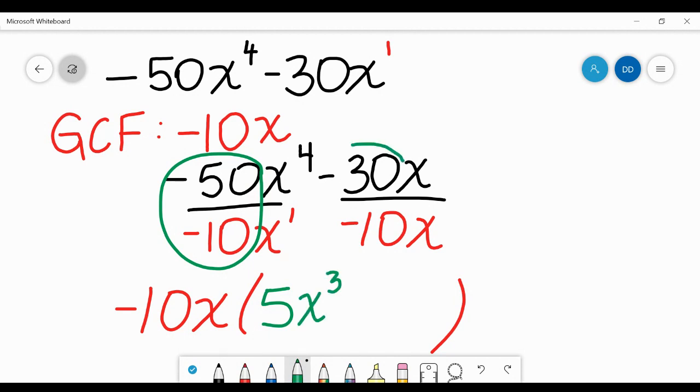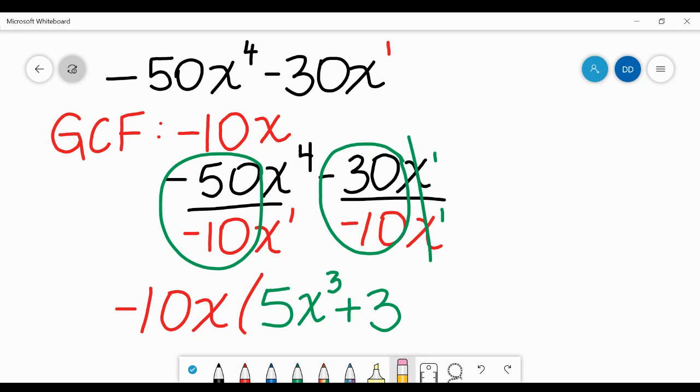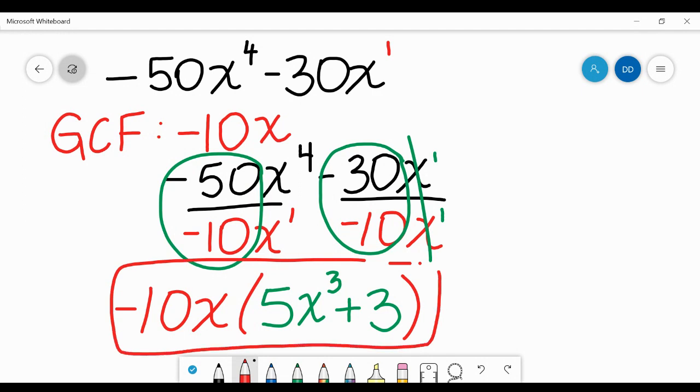Now we're going to do the same thing. Negative 30 divided by negative 10. Negative divided by negative is going to be a positive. 30 divided by 10 is 3. And then in this case, these are exactly the same. They both have exponents of 1, so those are going to cancel out. And that's our answer. If you want, you can always check your answer by distributing. We've done that a couple times before. That's always a really great way to check your work.